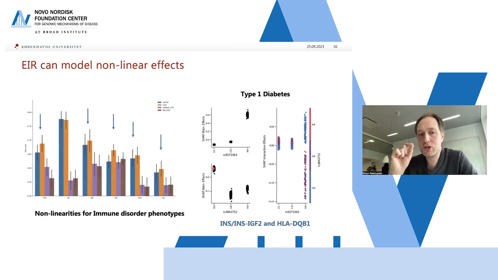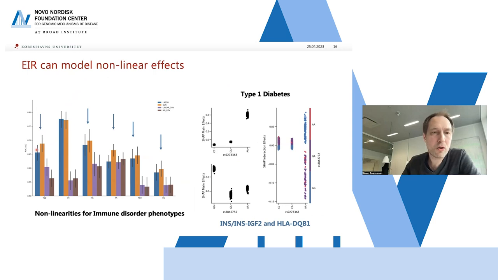Then I want to jump a little bit back to the genetics data itself, because I think this connects to the next part of my talk. And that is that with these nonlinear models, with these deep learning models, we can model these nonlinear effects. And so we, of course, ran our method on all the traits in the UK Biobank, or all the diseases.